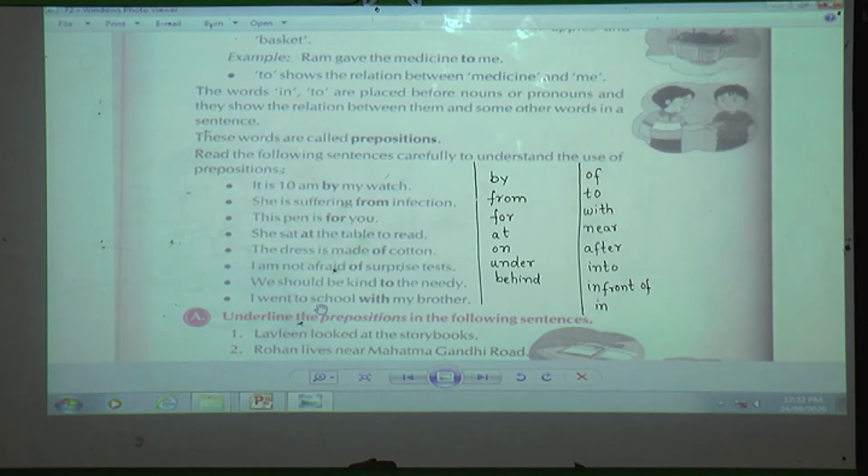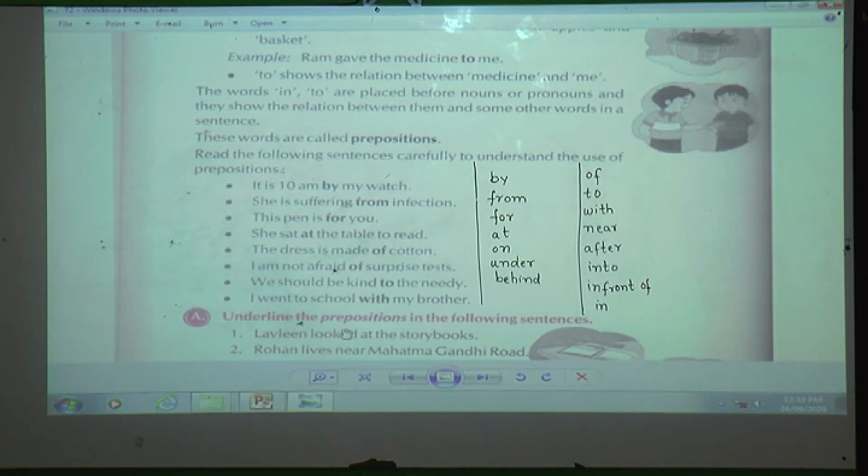Now we will start with our exercise. Just copy down in your book, and this you have to learn by heart: by, from, for, at, on, under, behind, of, to, with, near, after, into, in front of, and in. Okay? Shall we start with the exercise?